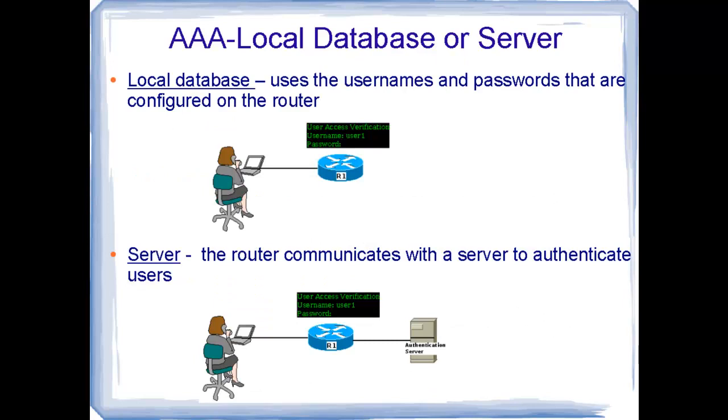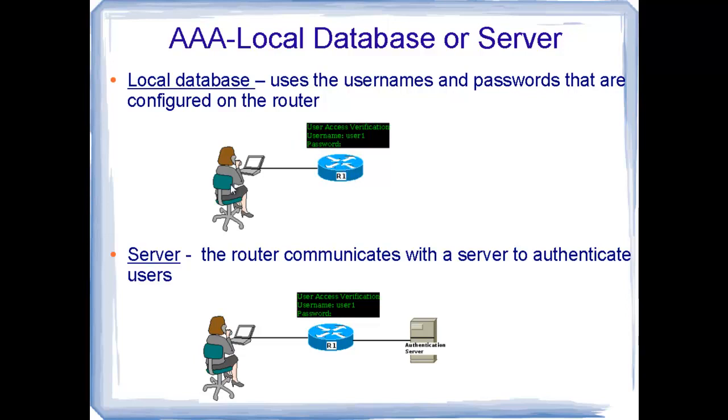We can configure AAA to use the local database, or we can configure it to use a server for authentication, authorization, and accounting. The local database uses usernames and passwords that are configured on the router. So I've configured a username called user1 on my router. I use the username user1 password command, and I put that globally on the router. I can have a whole list of those commands in this router.